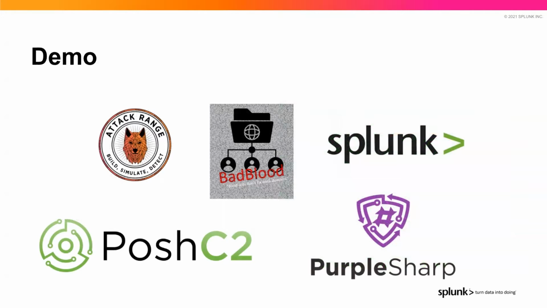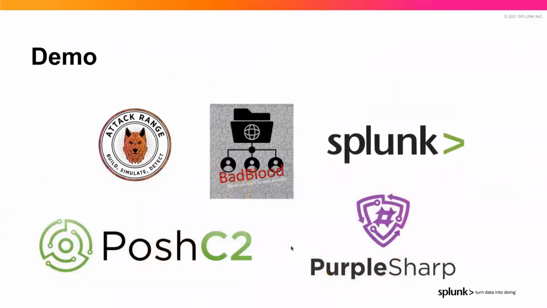So let's quickly jump to a demo. In this demo, we're going to be using a few tools: Splunk's Attack Range to build an environment with a domain controller and a few endpoints. We're going to use BadBlood to fill this Active Directory environment with objects like users, computers, groups, etc. All these endpoints are going to be logging into Splunk, from which we're going to look at the telemetry and detect. And we're going to be using two simulation tools to simulate attacks: PoshC2, a command and control framework, and PurpleSharp, an adversary simulation tool.